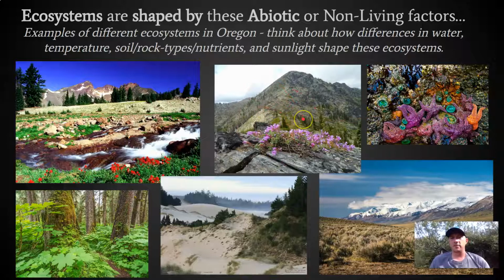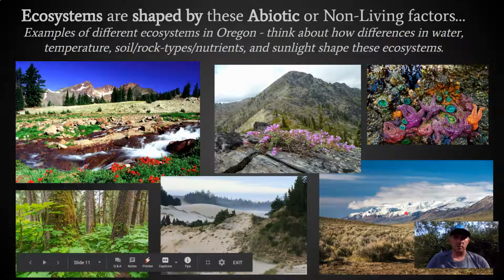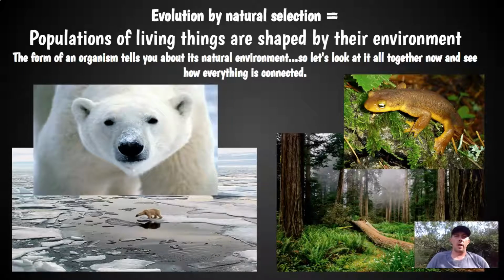Southern Oregon, the Siskiyou Mountains have a really unique landscape. The Oregon Dunes, and then Eastern Oregon, the sagebrush, Great Basin Desert also. So all of these different ecosystems are the result of those abiotic factors, shaping the things that live there, and the things that live there adapting to those over time. So evolution by natural selection, populations are shaped by their environment. And the forms of organisms tell us about their environment.